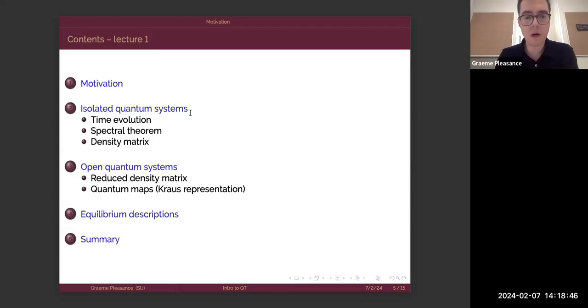So I will review the theory of isolated quantum systems in terms of time evolution, things like the spectral theorem, and introducing the idea of the density matrix. And then I'll go into the more important material, which is to do with the theory of open quantum systems. So introducing the reduced density matrix and the idea of quantum maps in terms of describing the time evolution of an open system. This is the material that I'll be relying on in later lectures, so I'd say it's the most important part. And then at the very end, I'll briefly touch on equilibrium descriptions, and then provide a brief summary.